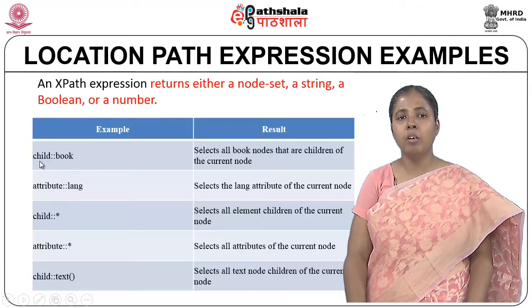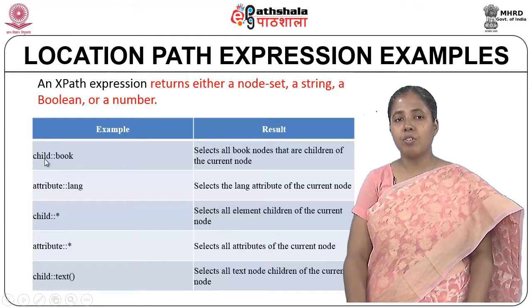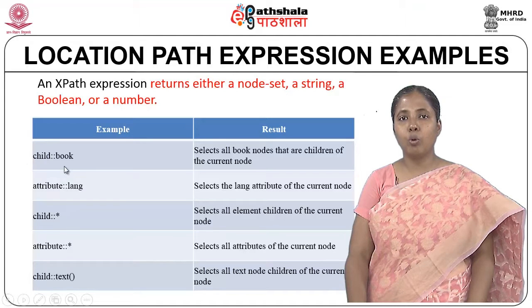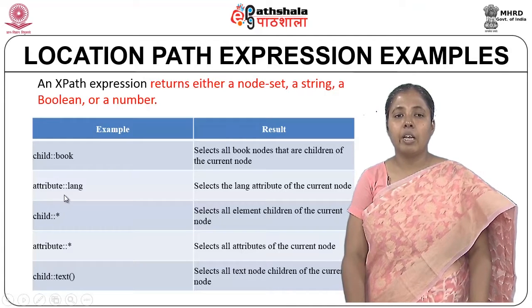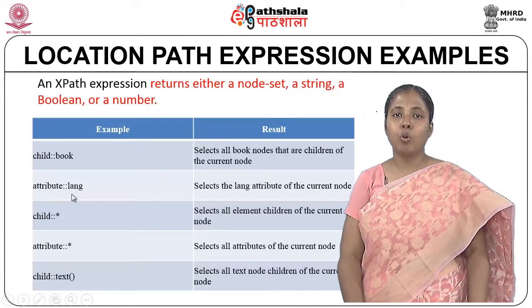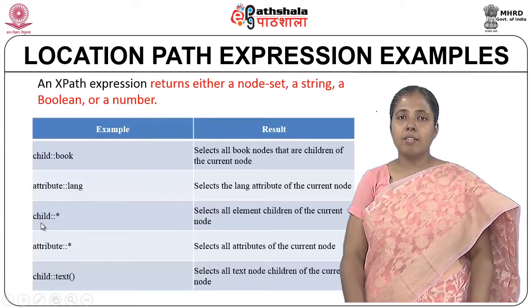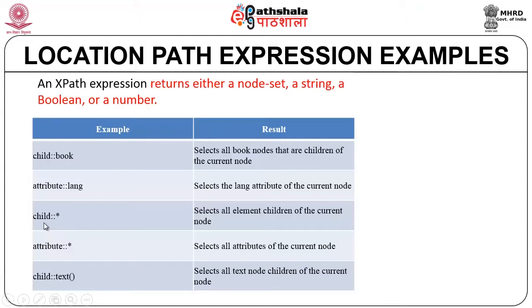Now, this is an example. Child is the axis name and this is the node test. You can see that it selects all book nodes that are children of the current node. This is an example which selects the language attribute of the current node, and this selects all element children of the current node. This is a wildcard. So it selects all the children of the current node, and this selects all attributes of the current node, and this selects all text node children of the current node.